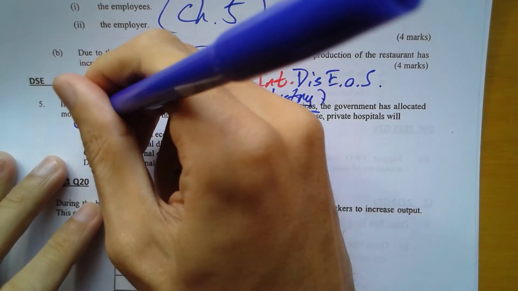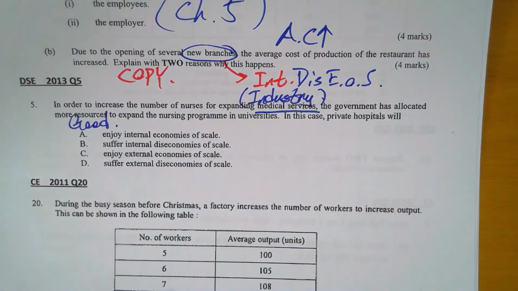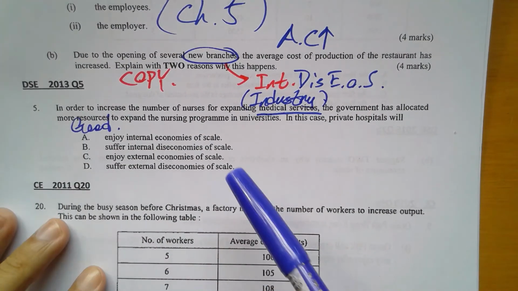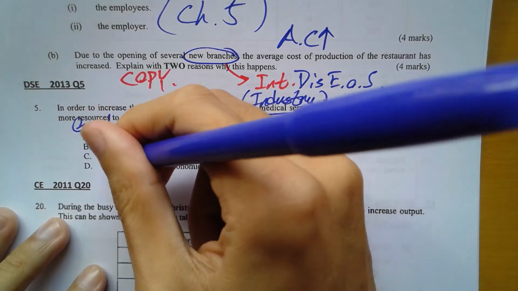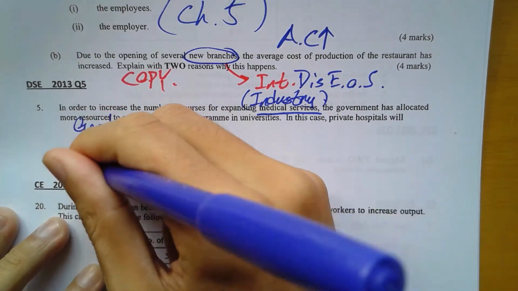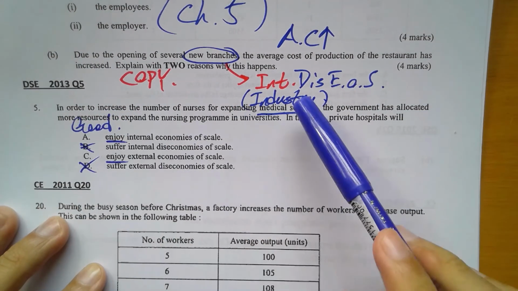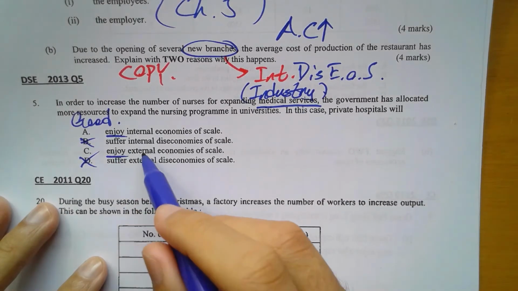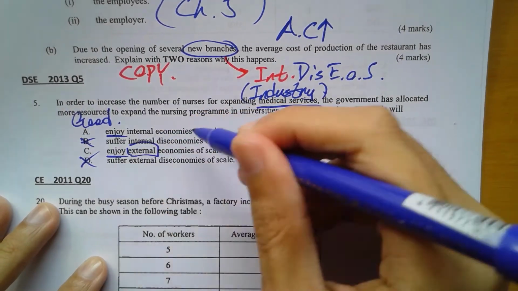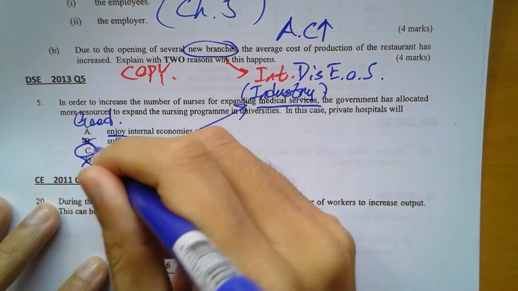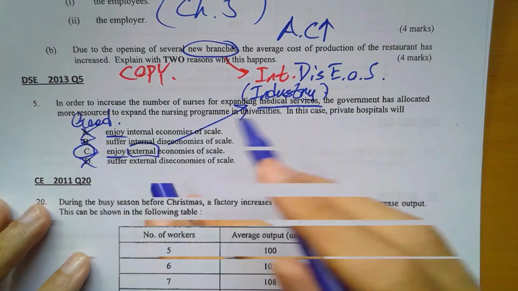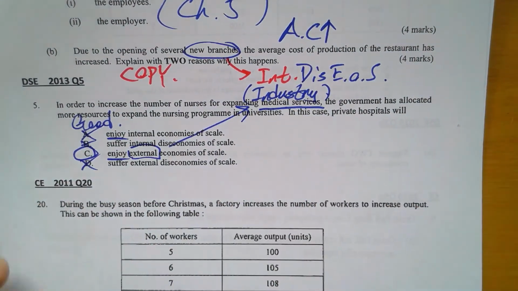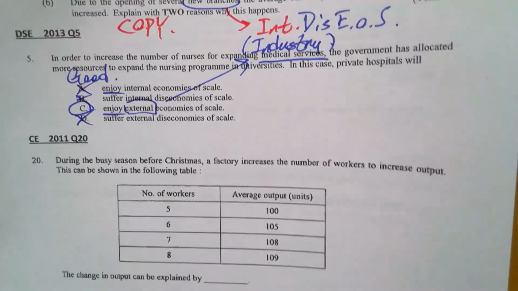This is a good thing, right? So, when we are talking about good, we are enjoying. A and C, we know B and D are not right. Let's see. The whole industry. So, we are enjoying external economies of scale, right? Because it is the whole industry. Not difficult. This one we talked about in class already, so let's not waste time.